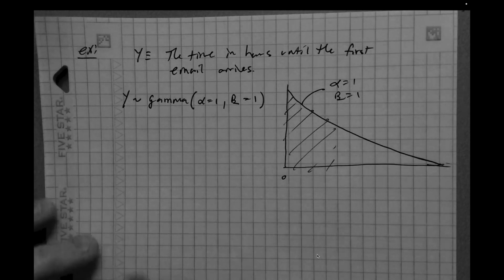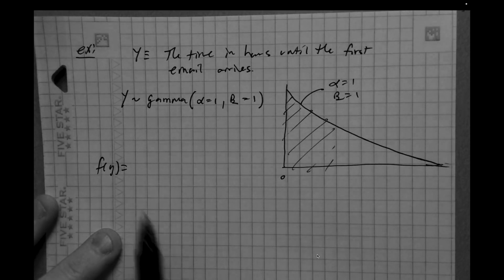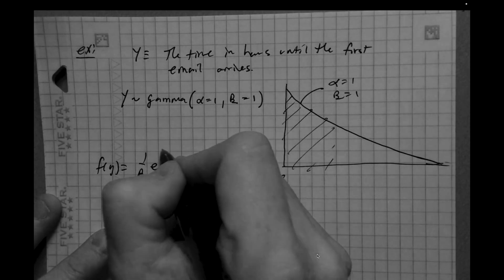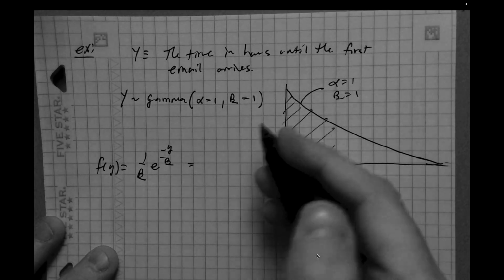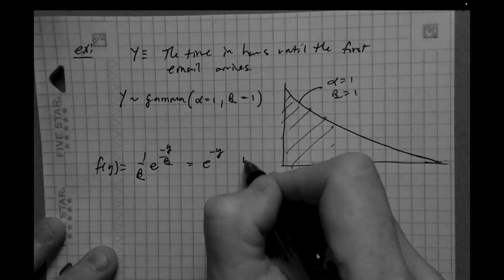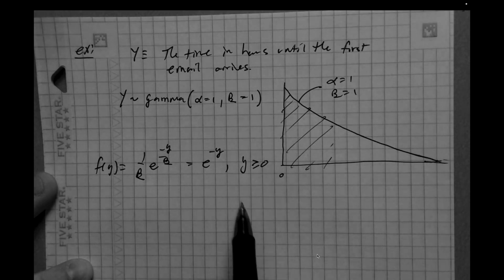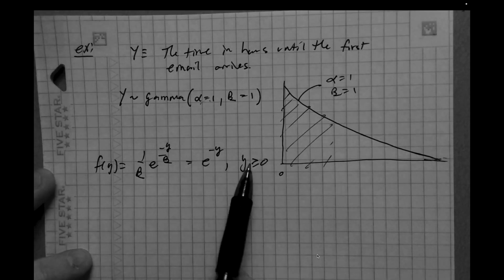And so what's the PDF look like here? Well, just plugging alpha and beta into the generic gamma function, we would see that this will look something like 1 over beta e to the negative y over beta. Okay, and in this case, beta is equal to 1, so this is just e to the negative y, for y greater than or equal to 0. All right. And so this is an example of an exponential distribution, isn't it? Alpha is equal to 1, right? So alpha equals 1 means that we have an exponential distribution.